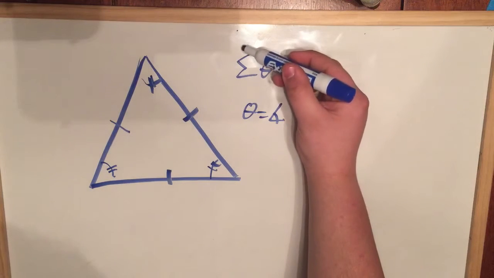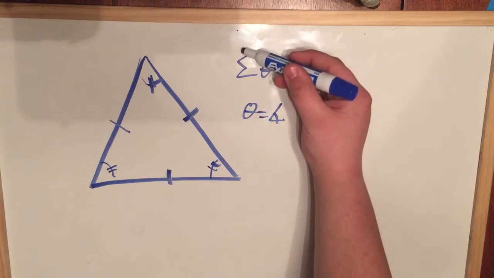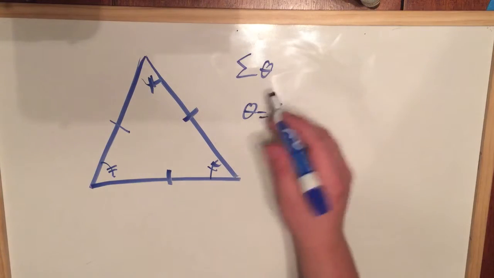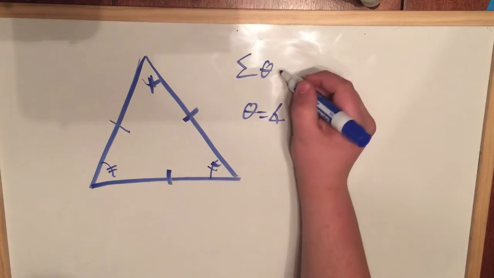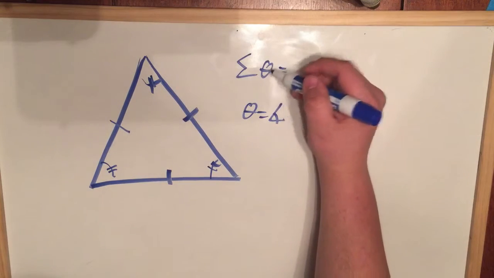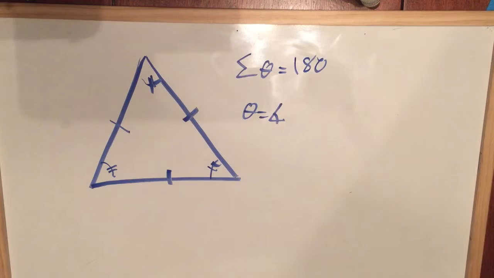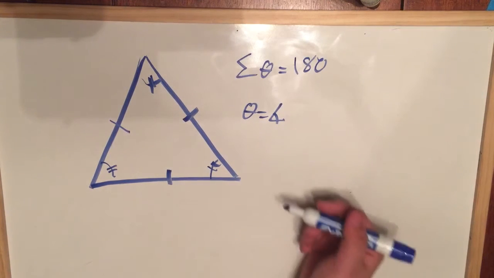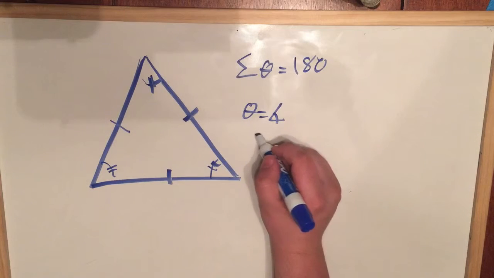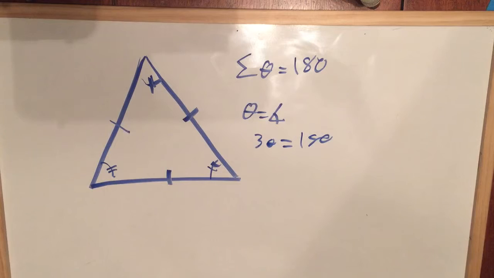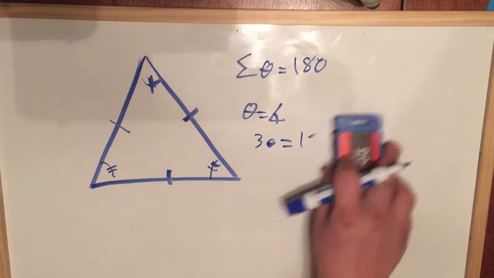But we're going to do this. If you guys know this symbol, it means the sum of all of whatever is behind it, and that is the sum of the angles in a triangle is equal to 180. Now, we know that since all three of these are equal, we can say that 3 of theta equals 180. Sorry about my messy handwriting, I'll rewrite that.